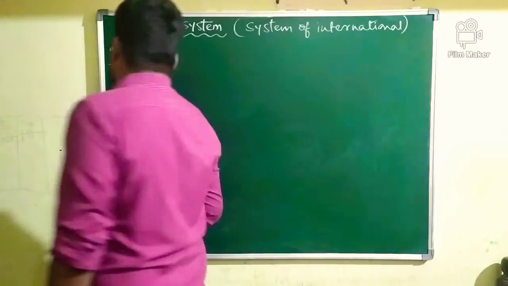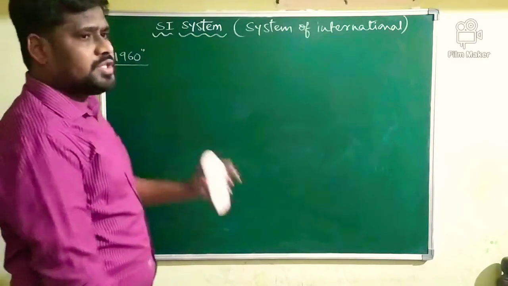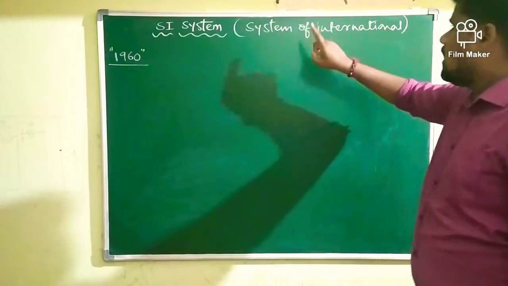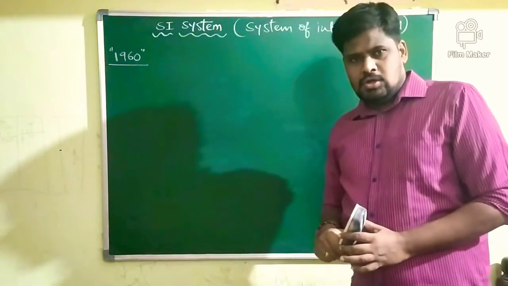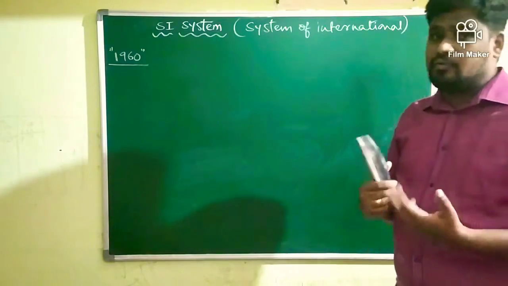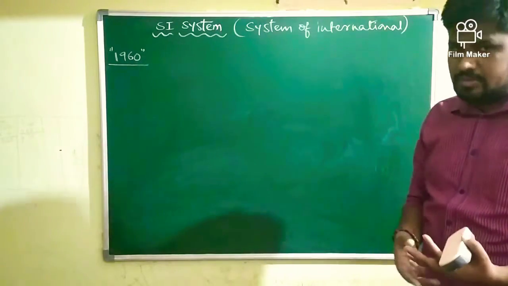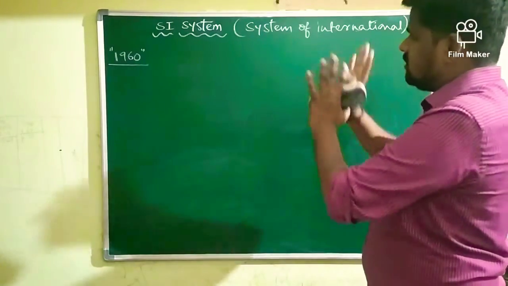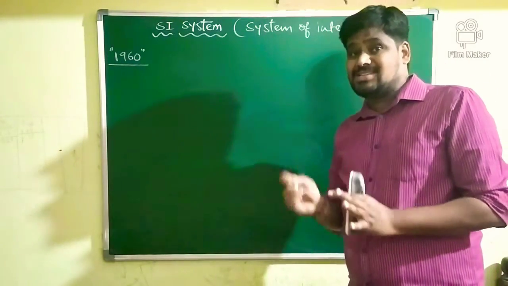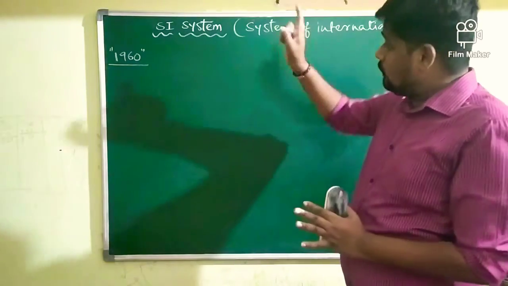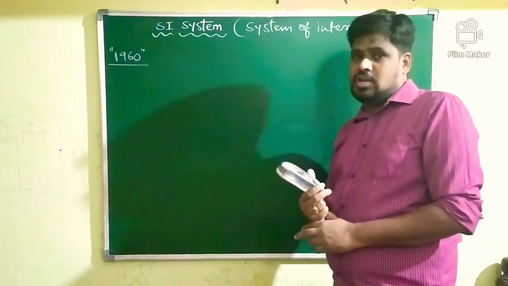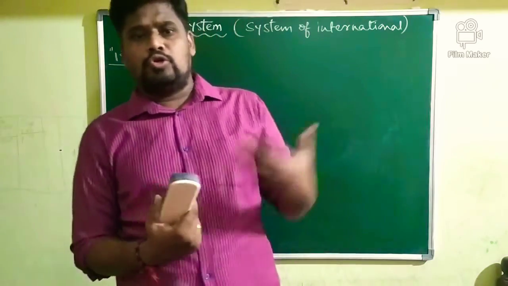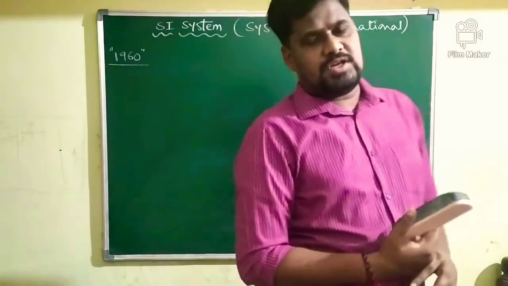In that decision, they introduced a new system of units, and that system we call the SI system or system of international. So now, whatever measurements we are reporting, we are following the SI system, the system of international, which is used to represent the unit of a physical quantity.